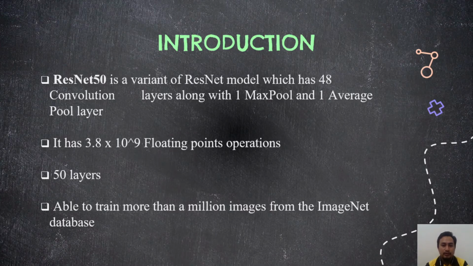So here is a little bit of introduction. ResNet 50 is a variant of the ResNet model which has 48 convolution layers along with one max pool and one average pool layer. It has 3.8 times 10 to the power of 9 floating point operations and is able to train more than 1 million images from the ImageNet database.